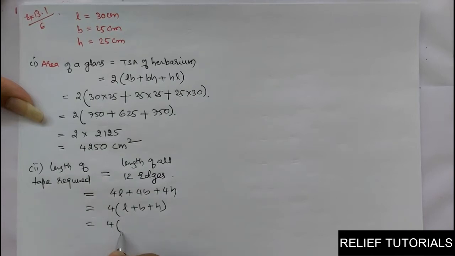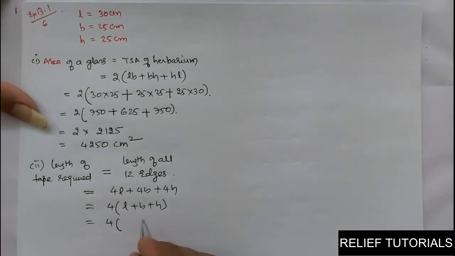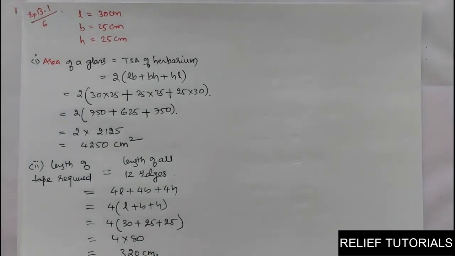So that is equal to 4 into length 30 plus breadth 25 plus 25, that is 50, 50 plus 30 is 80. So 4 into 80, 4 eights are 32, 320 centimeter long tape is required. So very simple, this is question number 6.